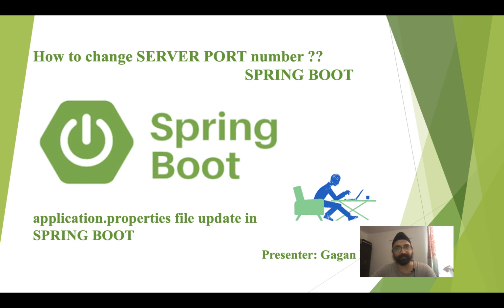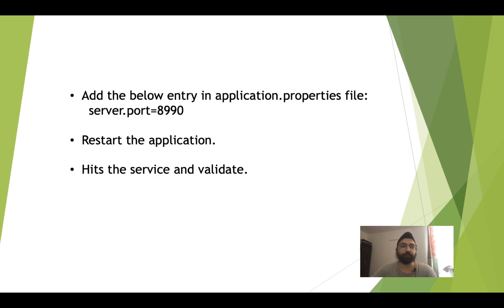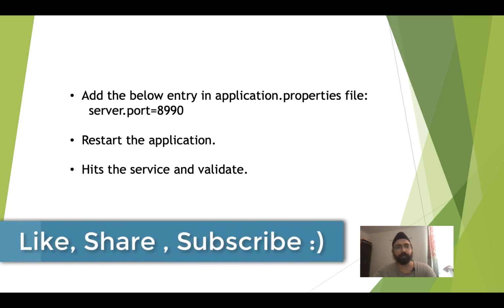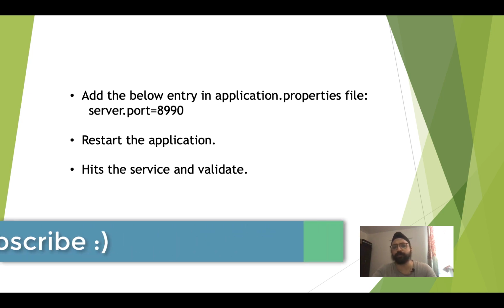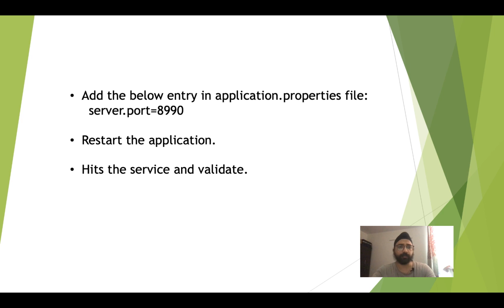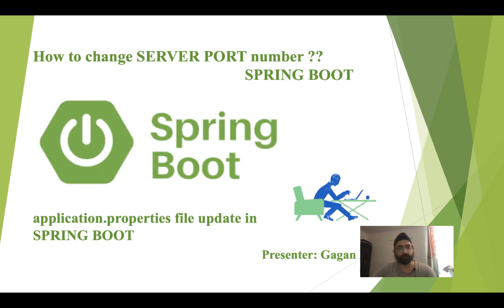So let's get started. We need to make one entry in the application.properties file, as it shows on the screen: server.port equals the port number. In this case, let's say I'm using 8990. So we are going to change it from 8080 to 8990. You can change it to any port you want; if you want 8991, you can do that also. It's up to you. In my case, I'm using 8990 to make the entry there, and then we'll simply restart the service and hit it to see whether it's working or not.